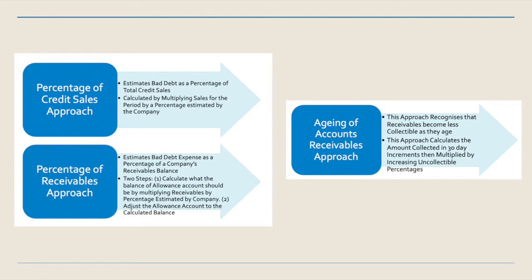The percentage of receivables approach estimates bad debt expense as a percentage of the company's receivables balance. It is calculated by multiplying the receivables by the percentage estimated by the business to determine the expected account balance. Then the allowance account is adjusted to meet the balance. The aging of receivables approach recognizes that receivables become more uncollectible as time moves on. It is calculated by splitting the days after purchase in 30-day increments and multiplying them by increasing uncollectible percentages.